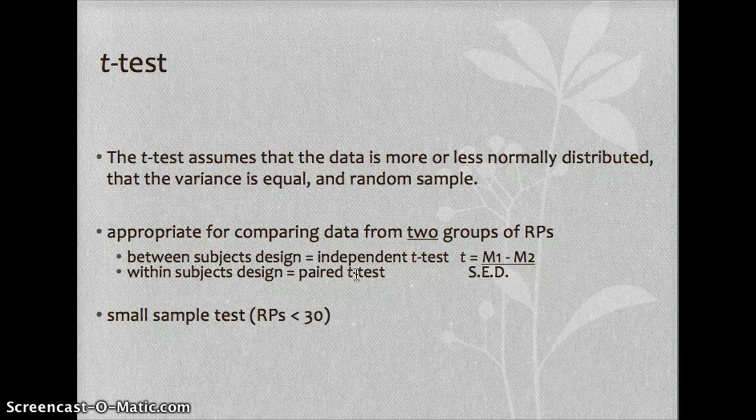Okay, so typically we use t-tests when we have a small sample set. So if we have research participants under about 30. What a t-test does is it takes the mean of one group, the mean of the second group, and divides it by the standard error of difference, which is a measure of variability of the scores attributed to error. So I'm not going to ask you about how to calculate it or anything like that. What I really want you to know about the t-test is that it's comparing data from two groups, and it can be either between or within.